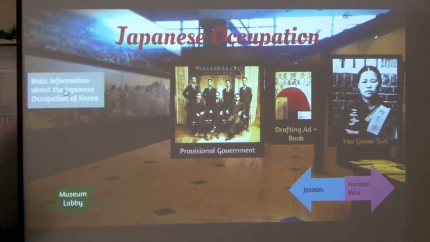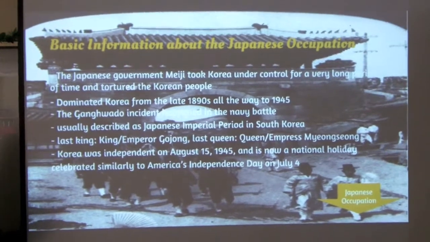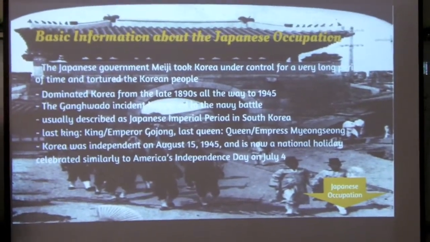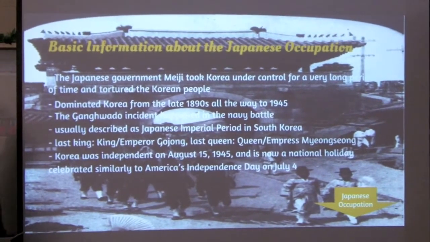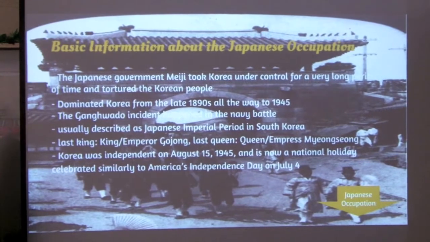Now this is the Japanese occupation. And the Japanese occupation is the period when Japan took over Korea. And this is very important because Japan took over Korea for about 50 years, and they actually tortured a lot of the Koreans.